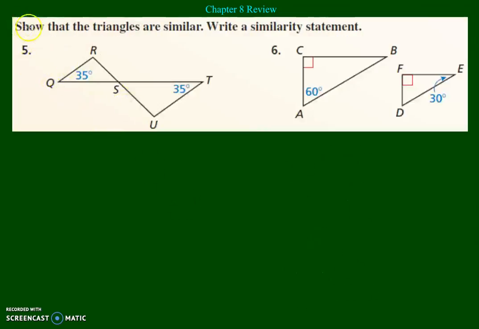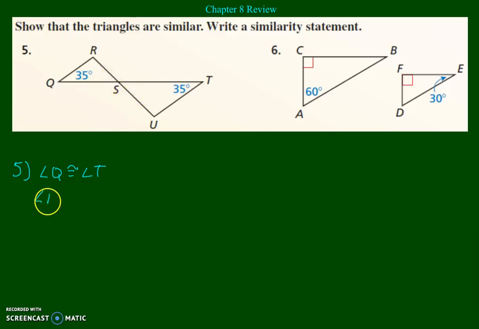In problem 5, it says show that the triangles are similar. Write a similarity statement. Well, we see that angle Q and angle T have a measure of 35 degrees. So those angles are congruent. Let's get that out of the way and write that down. So for 5, angle Q is congruent to angle T. Now we don't have to write a formal proof. We're just writing down the things we know to show that these two triangles are similar. We know that RSQ and TSU are vertical angles, so those are congruent.